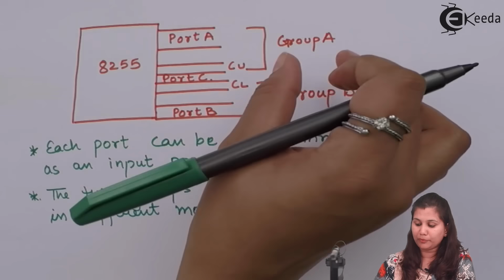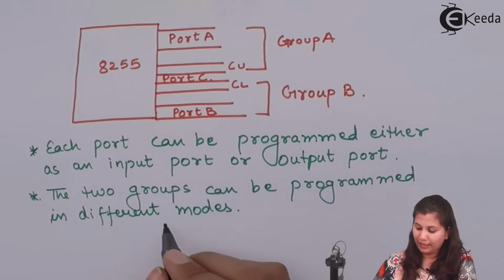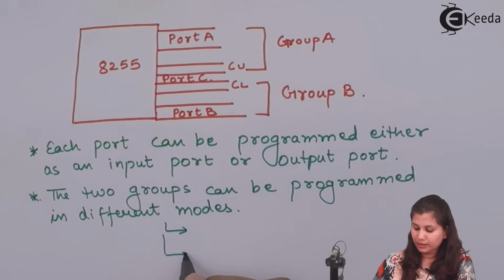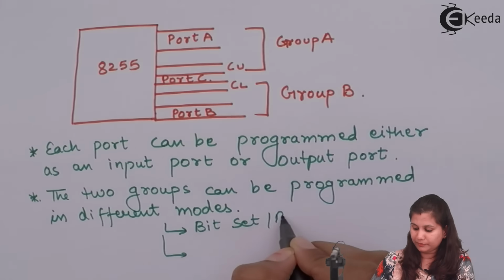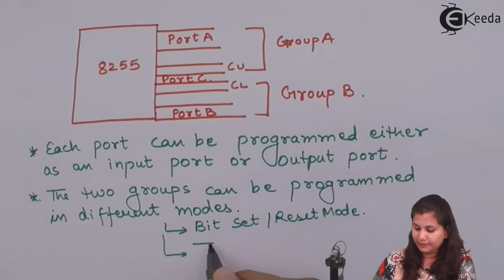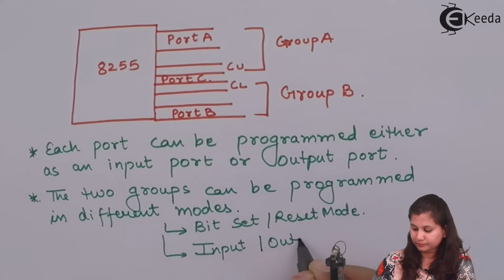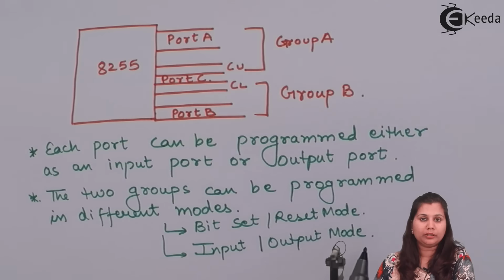The two groups of the ports, group A and B, can be programmed in different modes. And in 8255 we have 2 modes: bit set reset mode and input output mode. So there are two modes, bit set reset mode and input output mode.